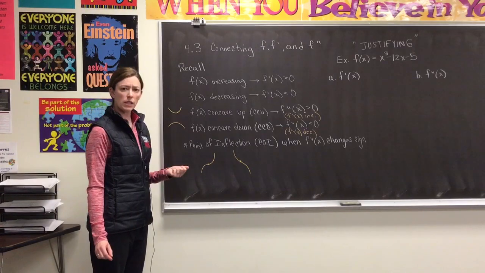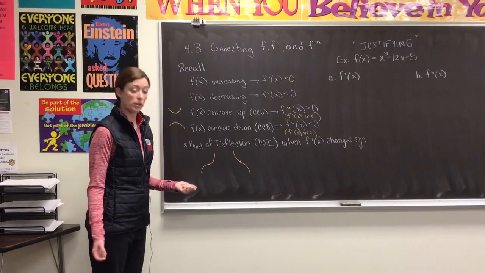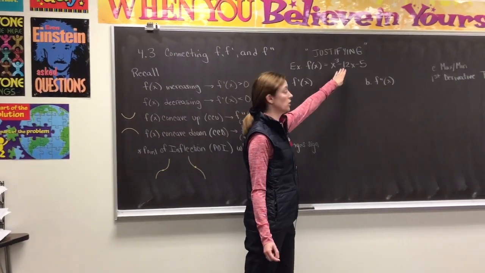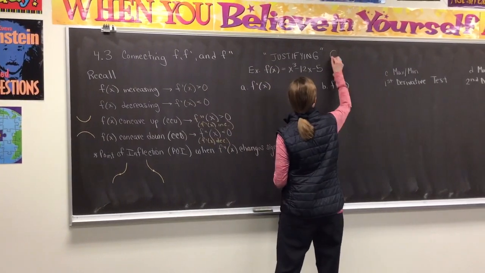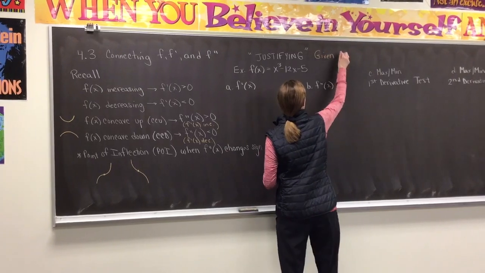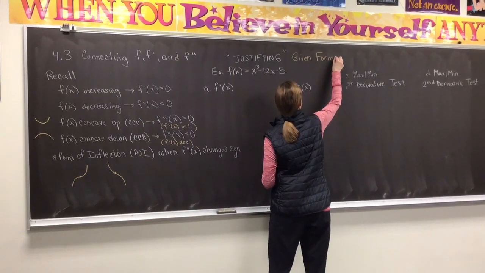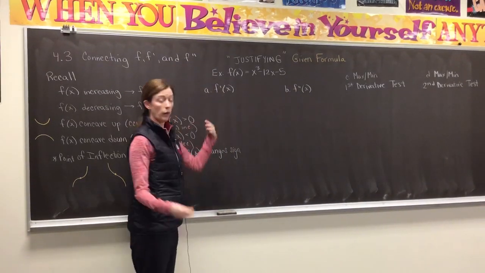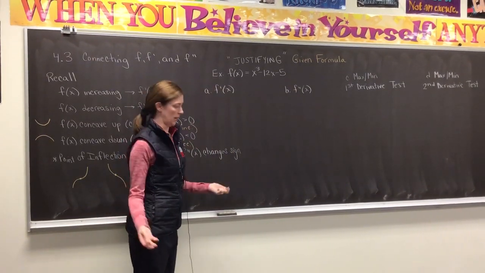So what we really need to understand is what's expected to justify. We've hinted at this with our sign charts. We're going to look today at how I justify given a formula. Given a formula, what kinds of things do I need to do and what do I need to look at? So the first thing, well, when all else fails, I should probably take a derivative.